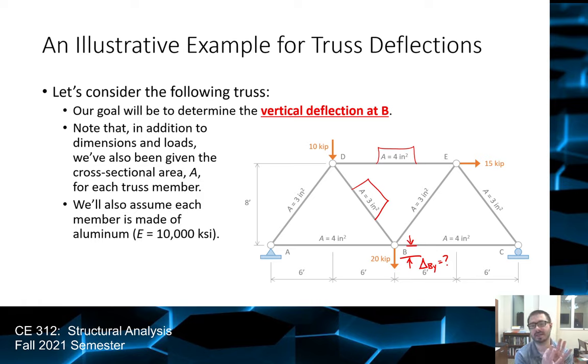We also need the cross-sectional area. If you go back to axial stress, sigma equals P over A. So we need the area and we need the E value. Each member could have a different A value, and each member could have a different E value. You could have one member be aluminum and one member be steel. Not very common in applications, but just so you get the idea. Again, our goal is to determine the vertical deflection at B.